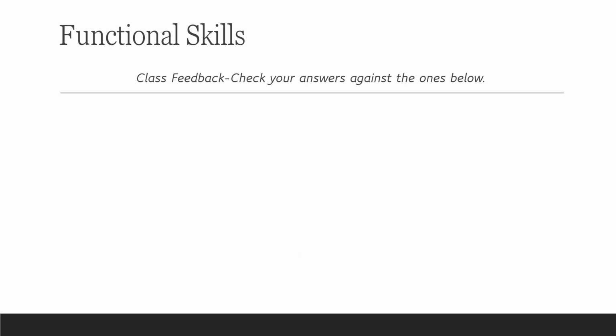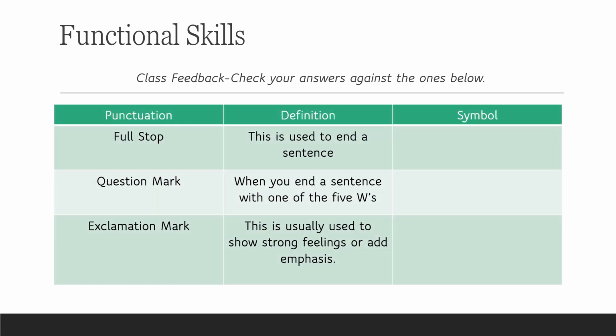Class feedback. Check your answers against the ones below. So here we have our punctuation then on our left hand side, and we have our definitions right in the middle. So for a full stop, this is used to end a sentence, and a good indication for this one is you generally will give a full stop when you need to take a breath or a pause in your writing. A question mark, so when you end a sentence with one of the 5 W's. Exclamation mark, so this is usually used to add strong feelings or to show a bit of extra emphasis to your writing, so a bit more feeling and a bit more emotion as well.